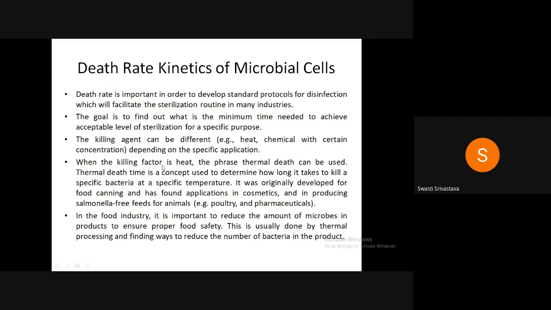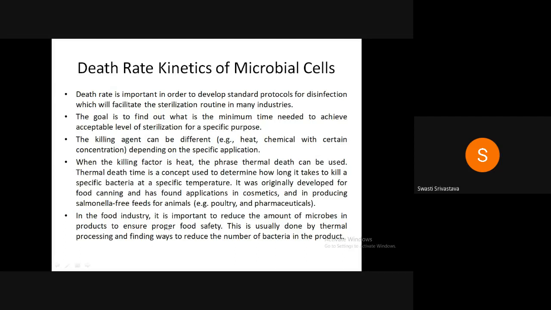Now, when the killing factor is heat, then we can call it thermal death kinetics. The thermal death time is a concept that you use to determine how long it takes to kill a specific bacteria at a specific temperature. It was originally developed for food canning and has found applications in cosmetics, in producing salmonella-free feeds for animals, for example in poultry, and in pharmaceuticals.